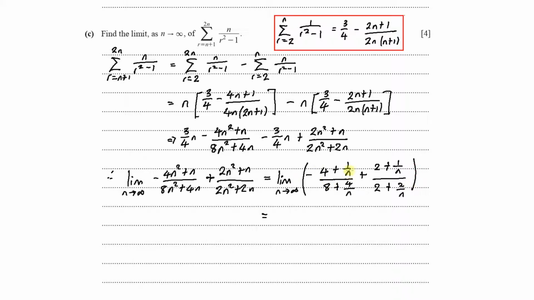Now we know that 1 over n has a limit of 0 as n approaches infinity. So here eventually we will get minus of, here that will be 4 plus 0, and at the bottom that will be 8 plus 0, and that's plus, here that will be 2 plus 0, and here that will be again 2 plus 0, and this simplifies to minus of 4 over 8, that's minus a half, and that's plus, here we get 2 over 2, which is 1, and minus half plus 1 gives us a half. So this is the final solution.